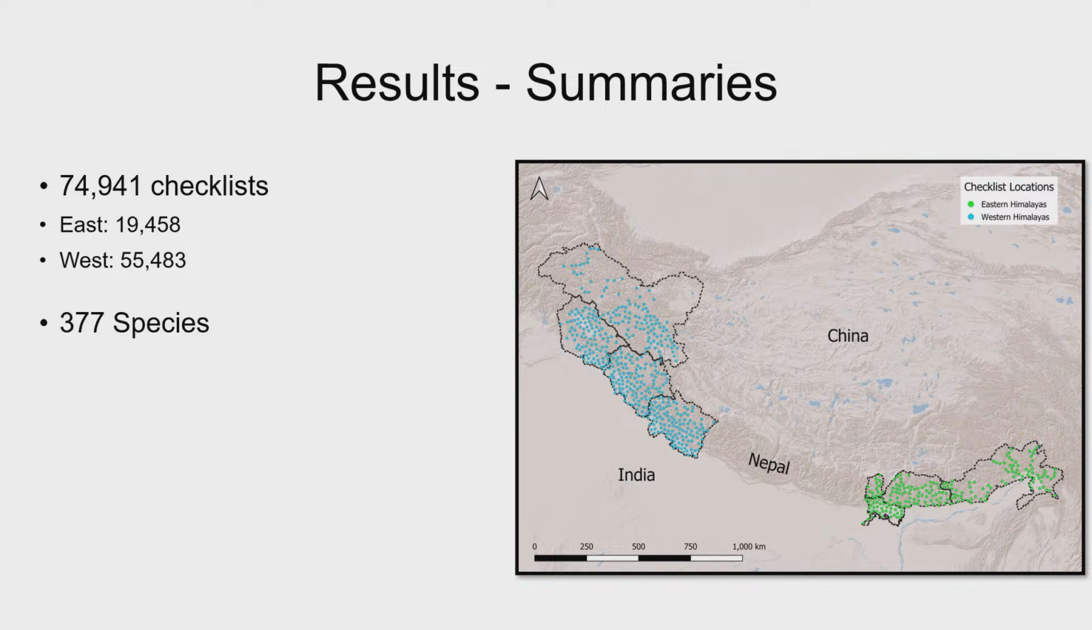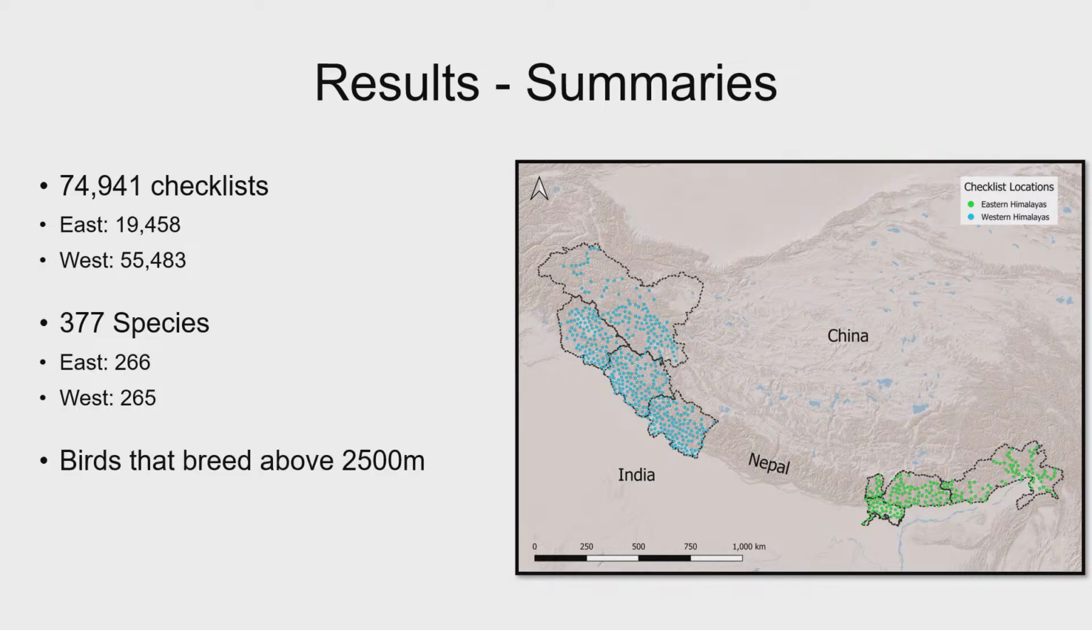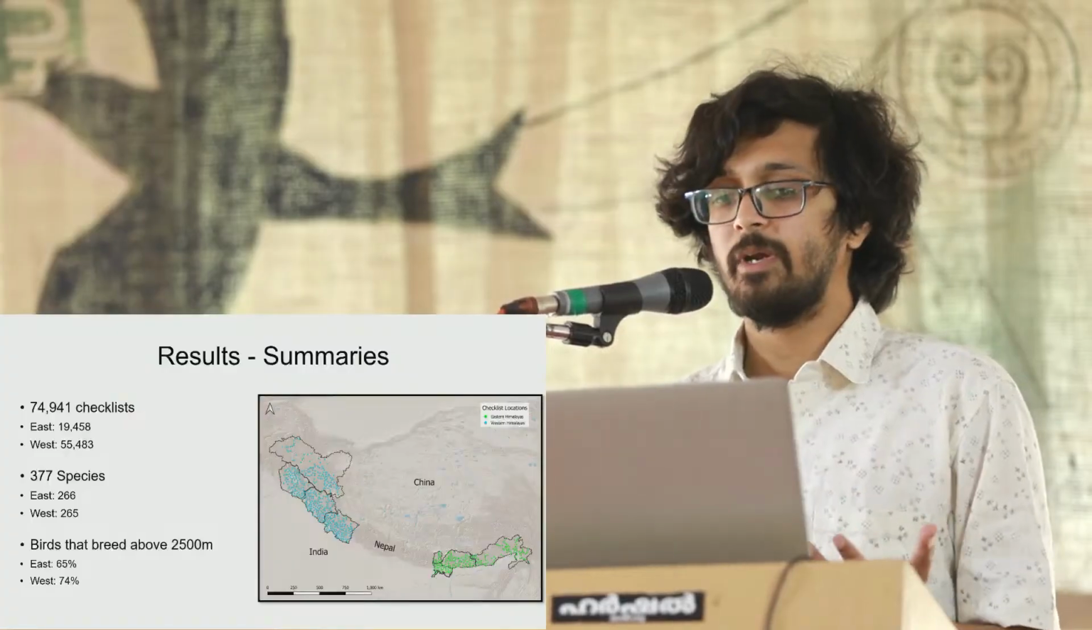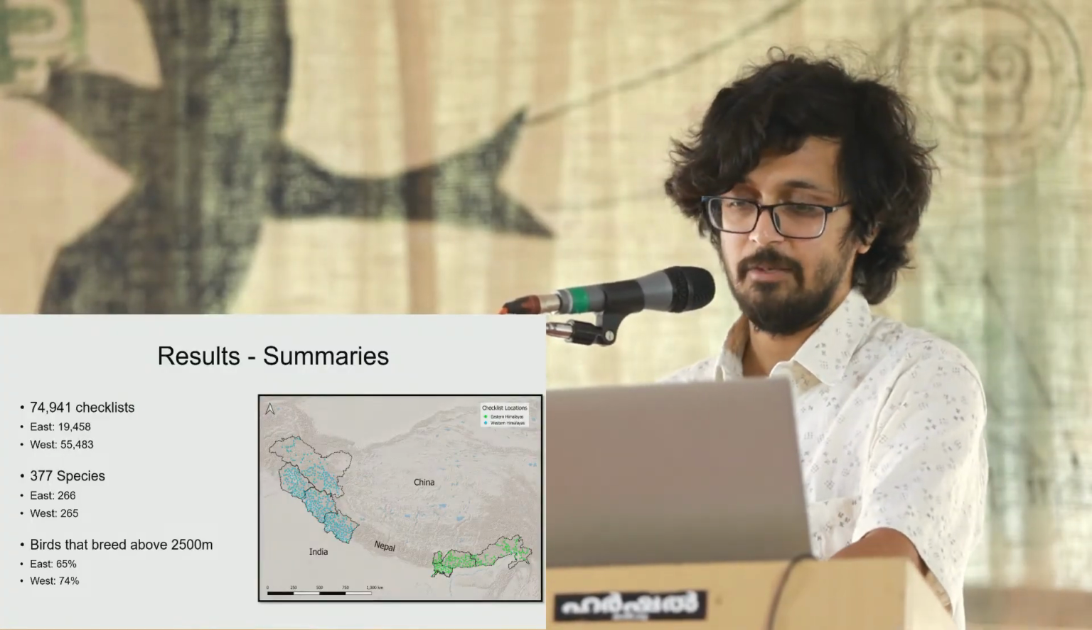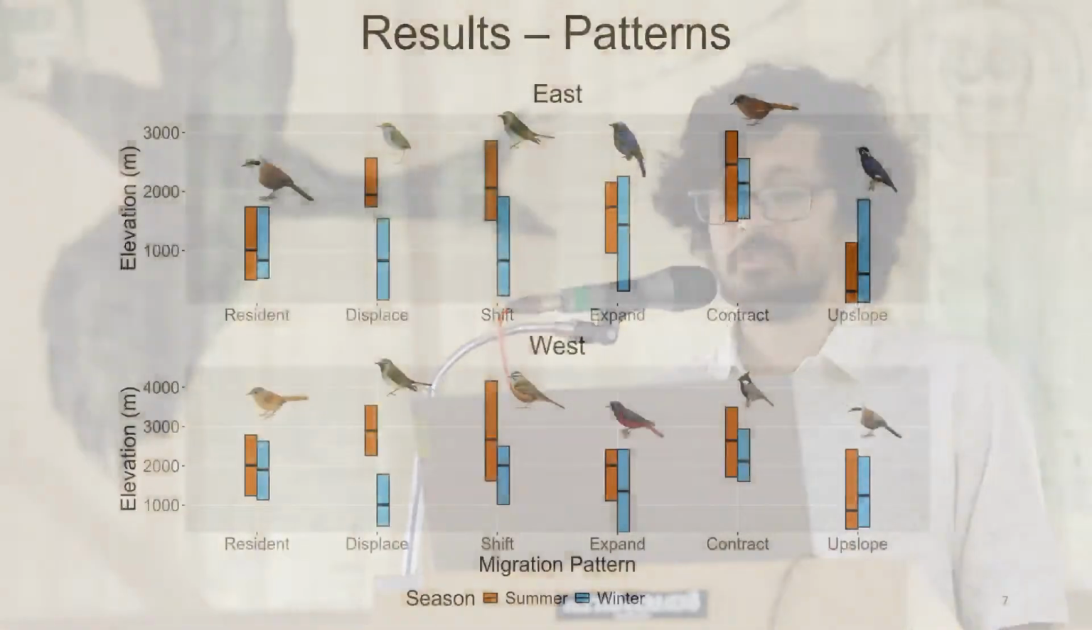I managed to get enough data for 377 species in the Himalayas. Out of that, 266 species were from the eastern Himalayas, 265 are from the west. These numbers don't add up because a number of species are found in both the east and the west. One interesting thing that we found was that among birds that breed above 2,500 meters, high elevation breeding birds, nearly 65% of all of these species migrate elevationally in the east, and 74% of birds that breed above 2,500 meters in the west migrate elevationally. Now coming to some of the patterns that we observed.